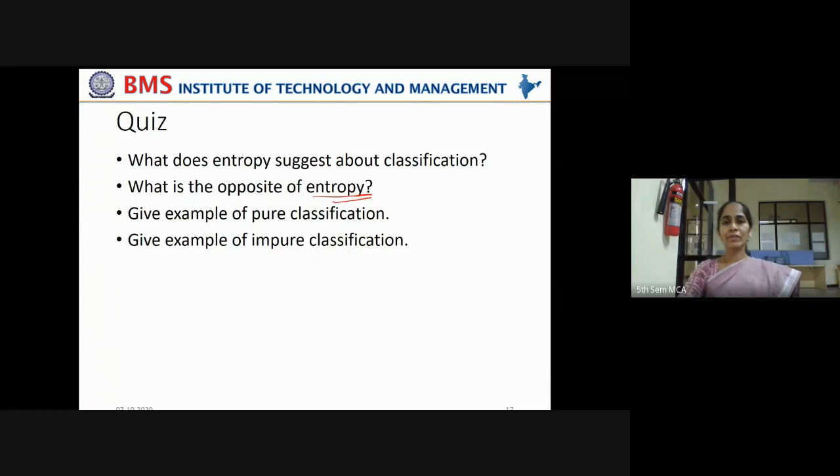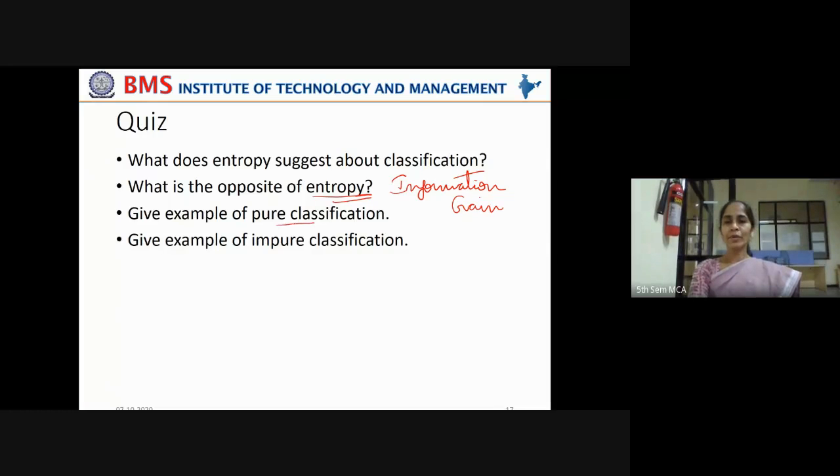What should I understand if none of you are speaking? Speak out. What is the opposite of entropy? Not in the literal sense. The measure I'm asking you. Information gain, right? Larger is the information gain, lesser is the entropy. Larger is the entropy, lesser is the information gain.